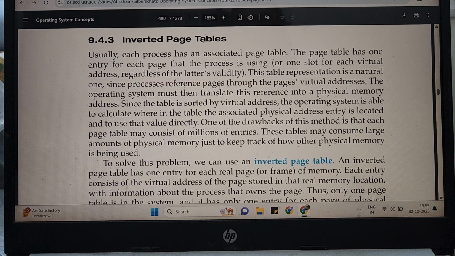So the number of entries will be fewer because you're not making an entry corresponding to every page of the logical memory. You are making an entry corresponding to every frame of the main memory. And the number of divisions in your main memory is definitely going to be fewer than the number of divisions in the logical memory, because main memory is smaller by its very nature. So you have significantly fewer entries to look through.